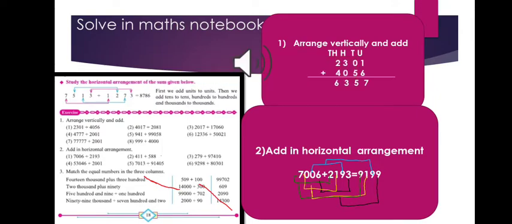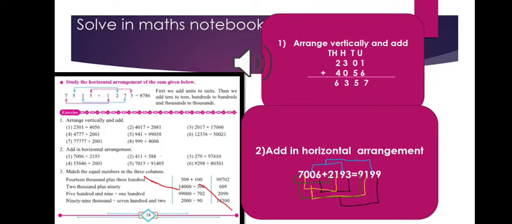Study the horizontal arrangement of the sums given below. Children, what is vertical and what is horizontal? Vertical means standing and horizontal means sleeping. As you can see, arrange the numbers vertically and add. So I have solved one sum for you.